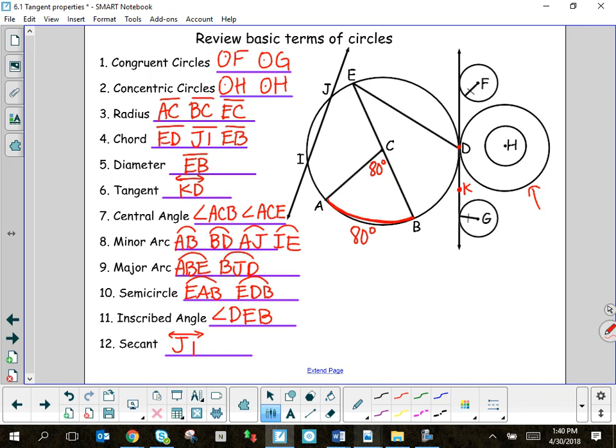Okay, so these are all parts of a circle. There's names. You got to name them correctly. You'll have a section of this on your next quiz on Thursday.